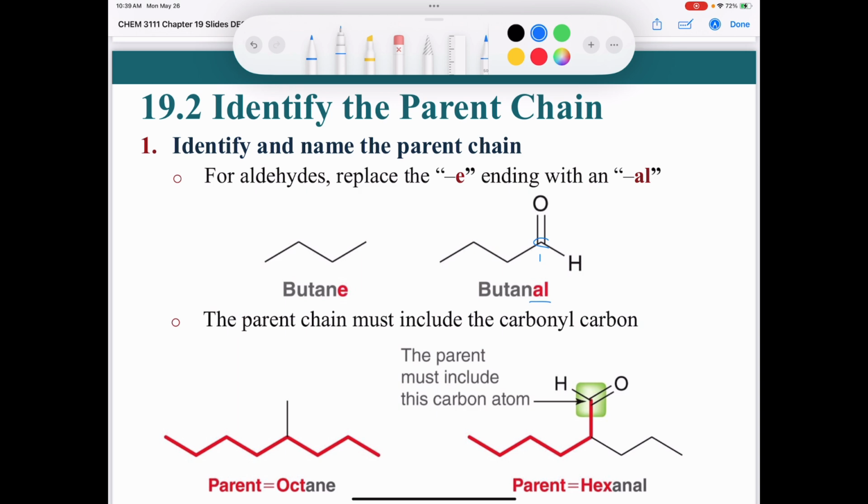Now, if you look at the example down here, you see that in this alkane, the longest carbon chain is these 8 carbons, which is octane, and we still have these 8 carbons in a row in this molecule, but the carbonyl is not part of that chain, and so that wouldn't be considered the parent chain. Remember, the parent chain has to contain the functional group, and so we have 1, 2, 3, 4, 5, 6, so this would be a hexanal, and again, you don't have to call it 1-hexanal. That would be redundant. With an aldehyde, the carbonyl carbon is always going to be carbon 1.